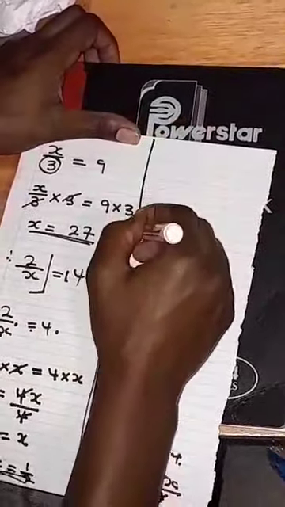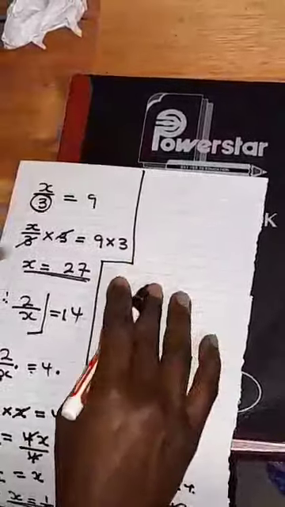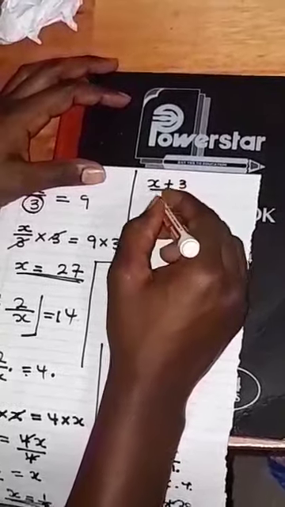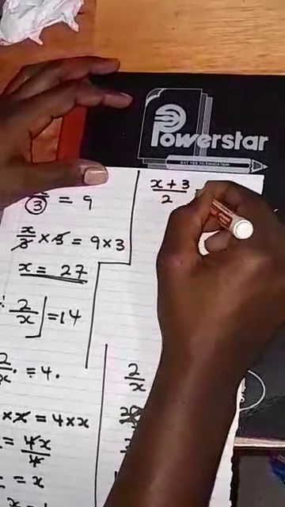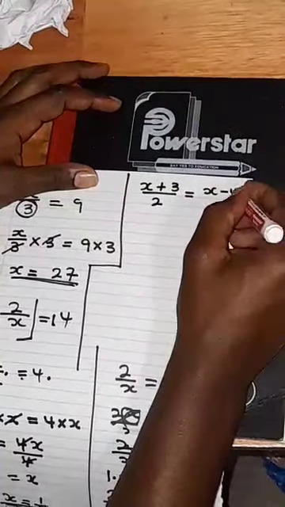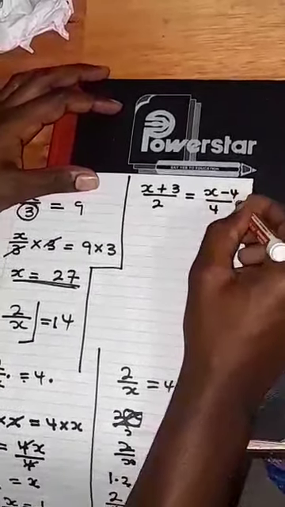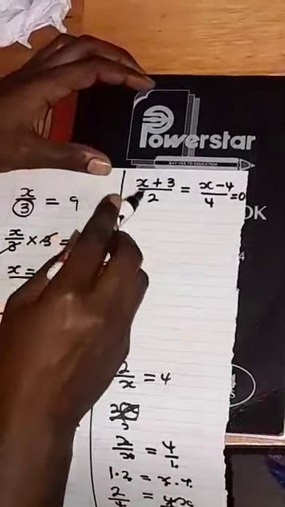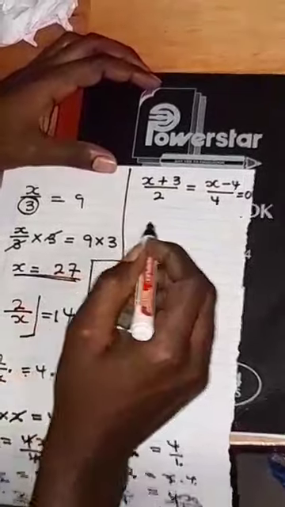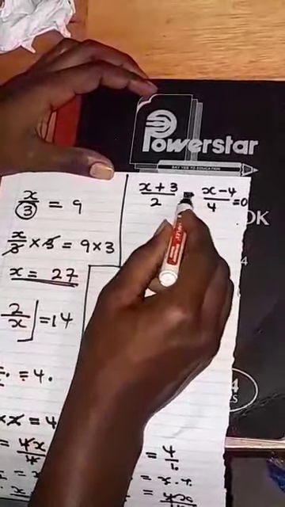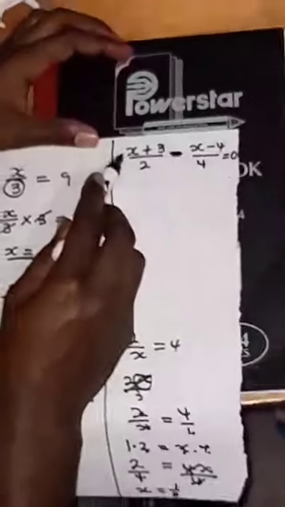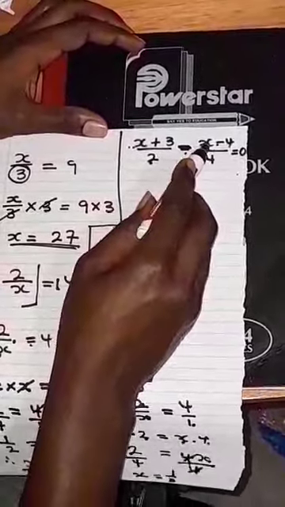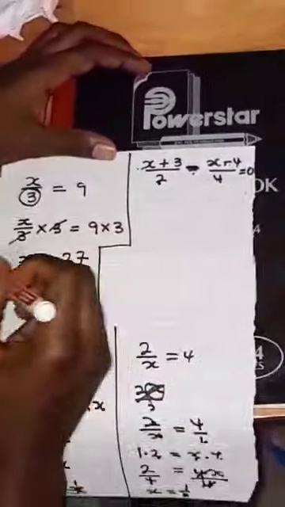So let's take, we have x plus 3 divided by 2 minus x minus 4 divided by 4 is equal to 0. And they want you to solve for x, which is in fractions. Sorry, this one is not an equal sign, it is a minus. Then it is x plus 3 divided by 2 minus x minus 4 divided by 4 is equal to 0.